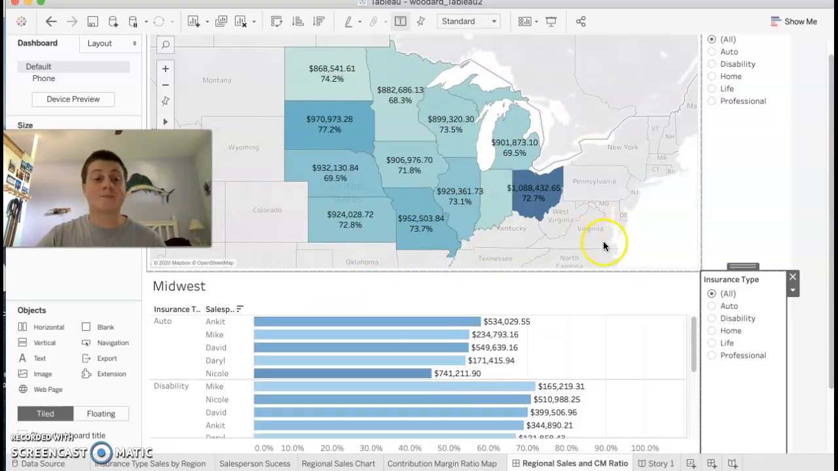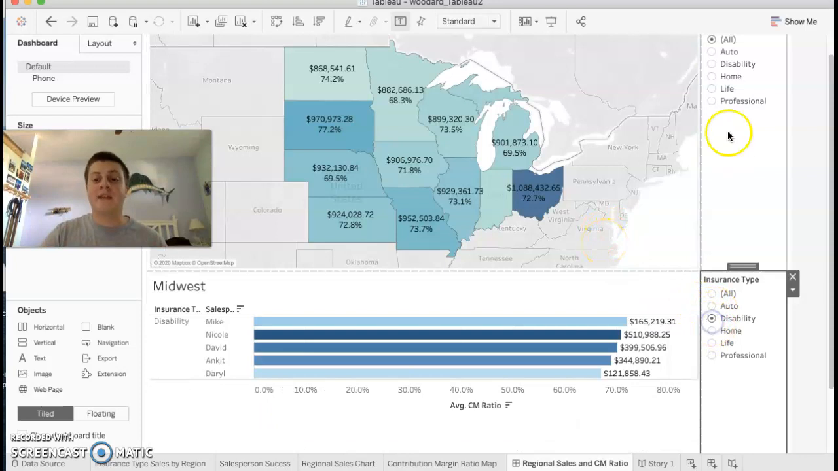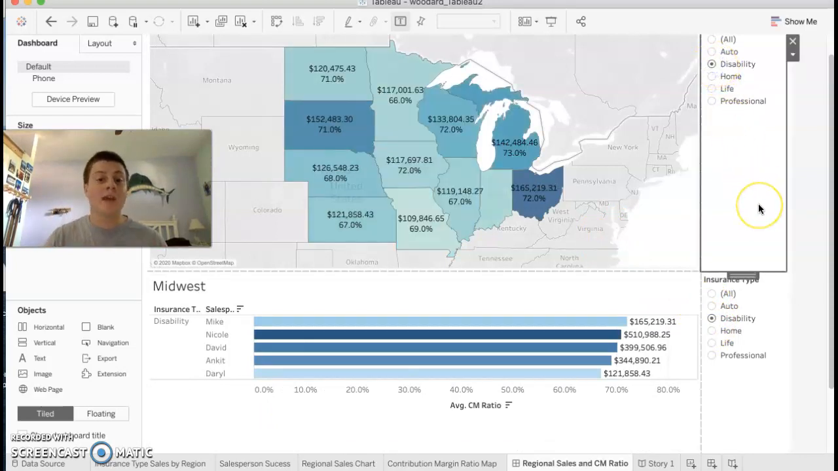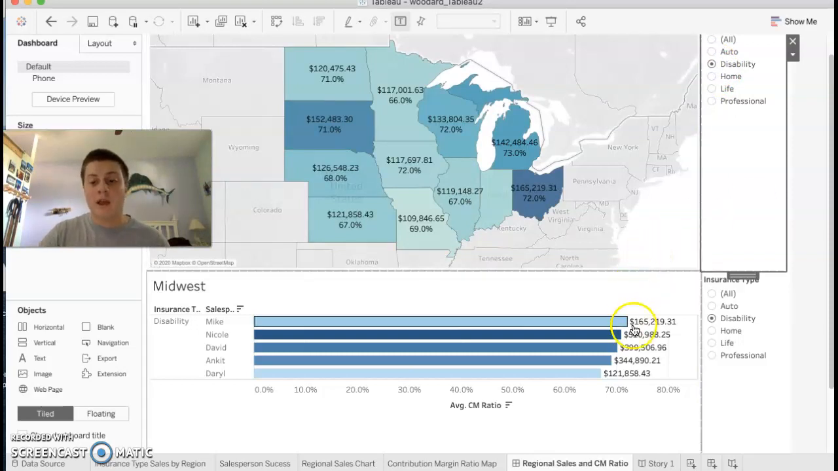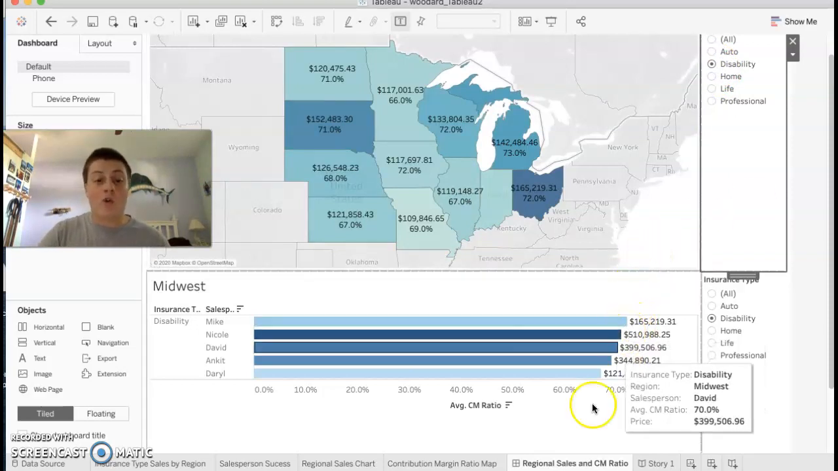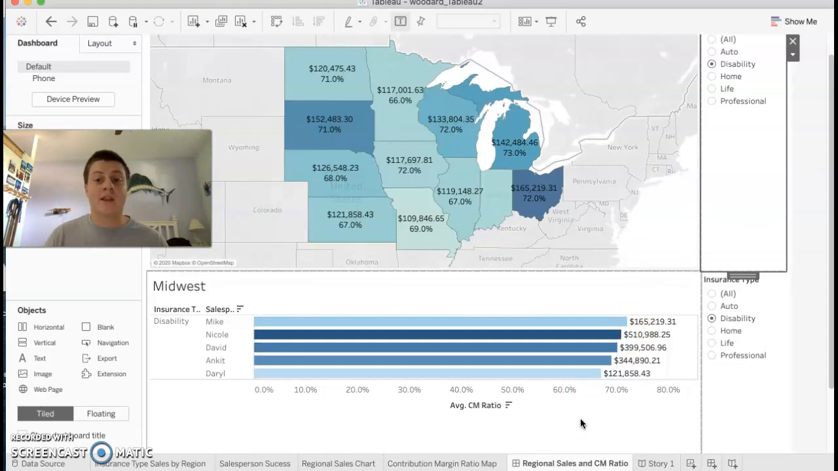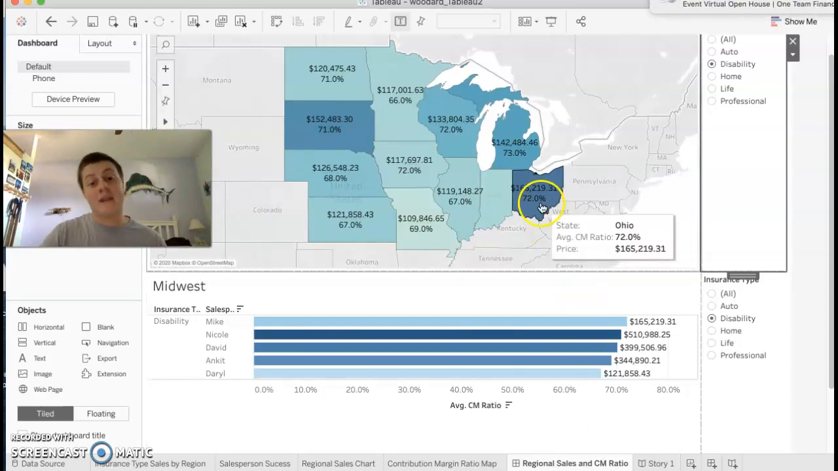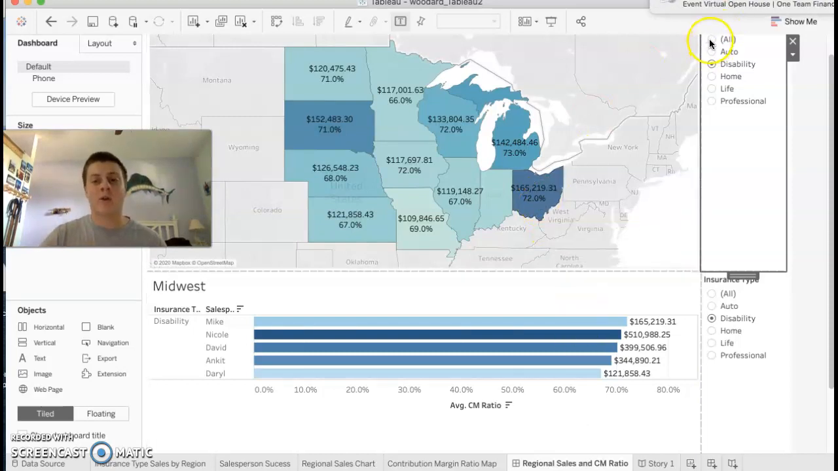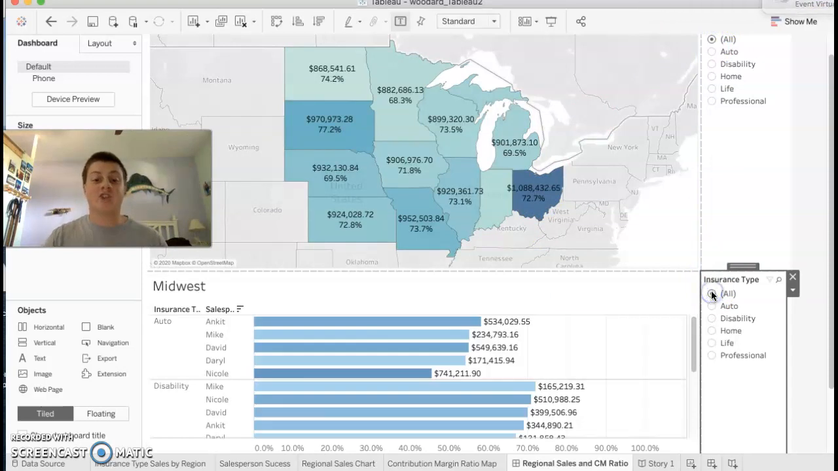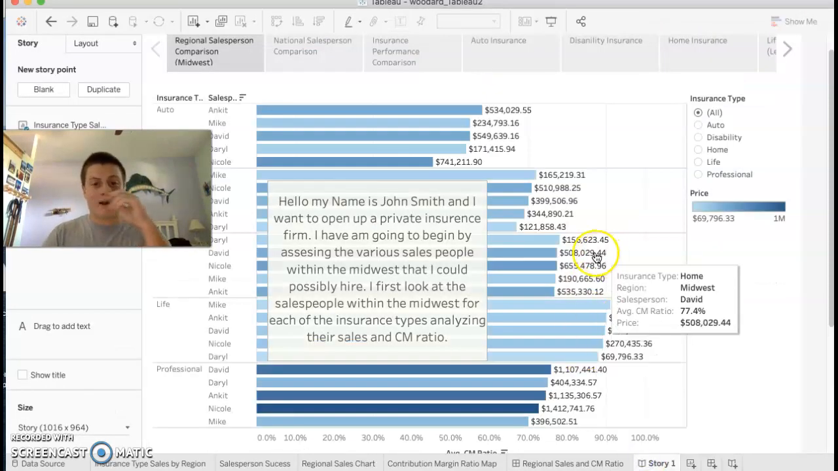So let's say, as of now, John's interest has been piqued in disability insurance. What he can do is look at the numbers for disability and think, who are my salespeople? As of here, we have Nicole. Nicole, in regards to selling disability insurance, has a very high CM ratio and a very high number of sales. She could be a possibility in the state of Ohio if that's something we want to do. So these are all decisions that John's going to make, and that's what our story is all about.